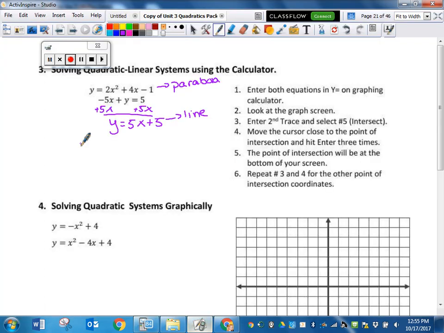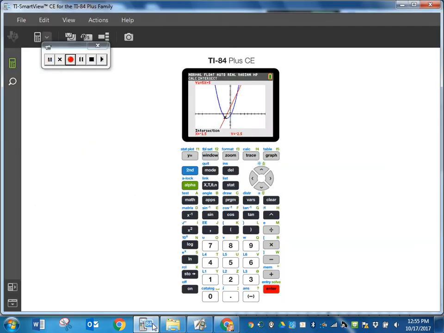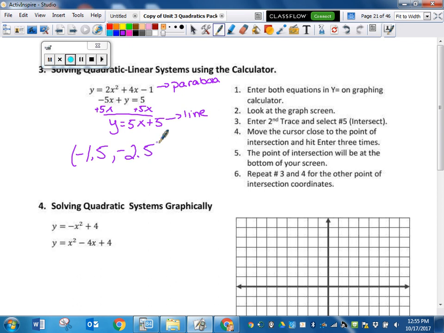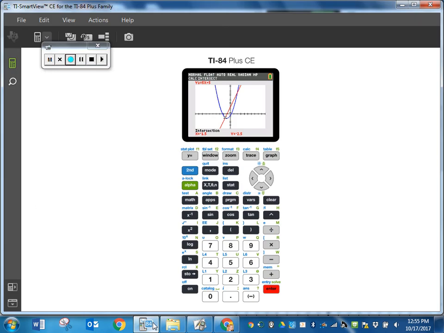Let's go back and write that for ourselves. So you've already got that x and that y in one step, which is nice. Negative 1.5 and negative 2.5, yeah. All right, so it gives you the coordinates x and y of that first point of intersection. And now you just go back and repeat the process for the other point.